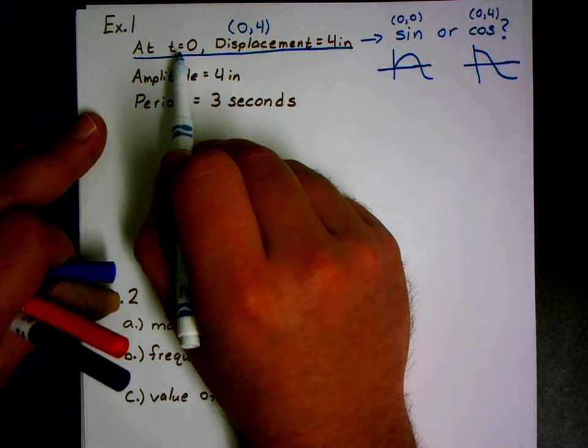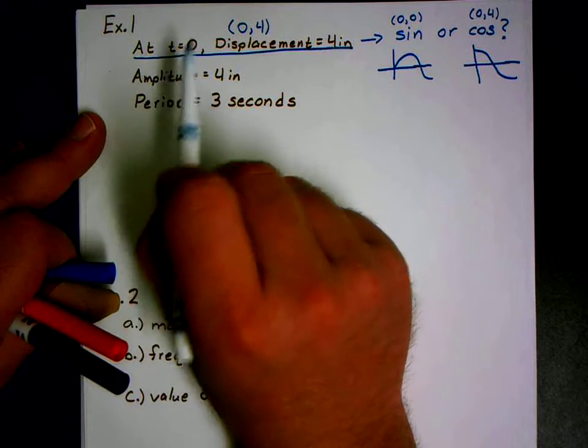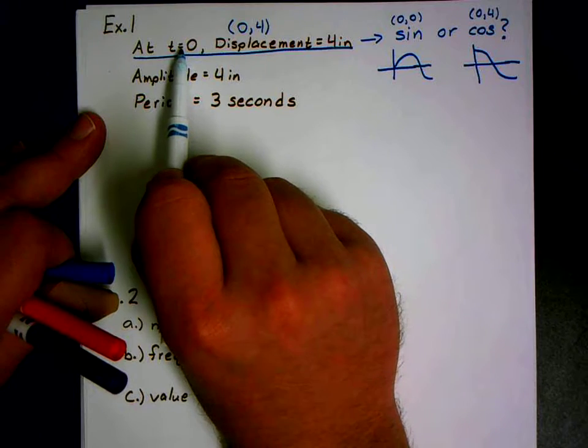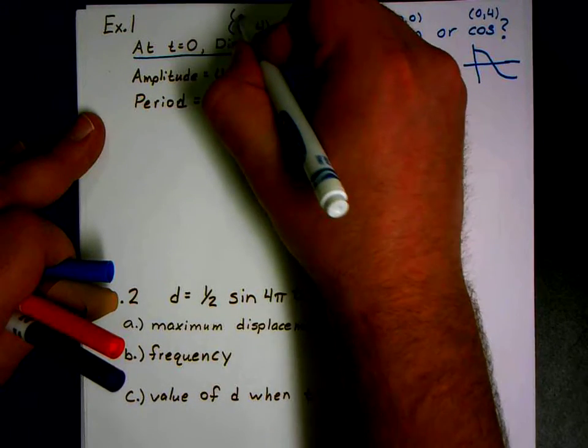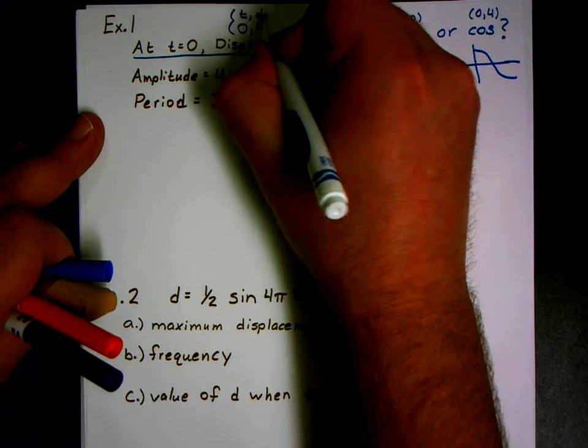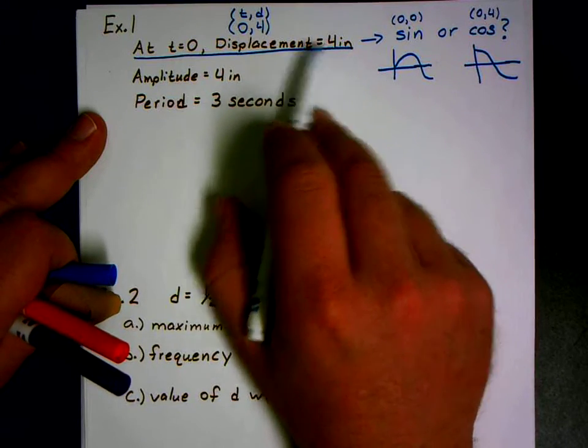Where did the (0, 4) come from? T equals 0, that's your x value. Because your ordered pairs in this look like this: (t, d). And then they tell you that the displacement equals 4, so that's your D.